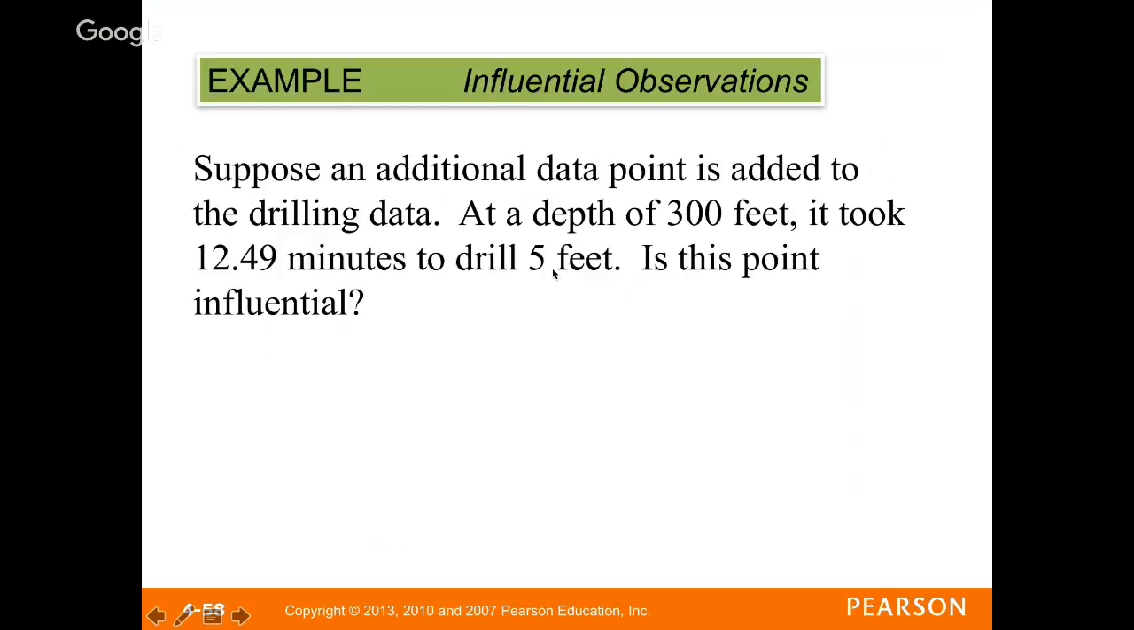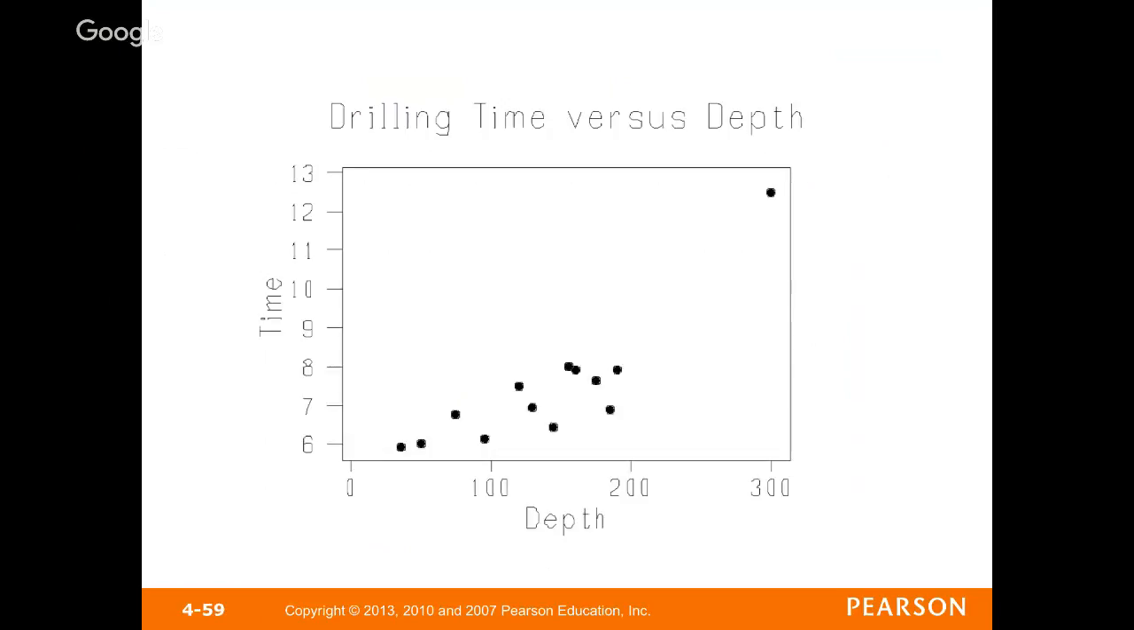So let's look at this with our drilling data set. Let's suppose that we've had an additional drilling point. All of our points previously were from a depth of 35 to 200, and now we're looking at a drilling depth of 300 meters, or 300 feet, deep. So the question would be, is this point influential? Does it have a big effect on it? Here's the graph of what it looks like. All of our points previously are over here, and then we add one point way up here in the corner. Would that have a big influence on this data set? The answer would be absolutely yes.